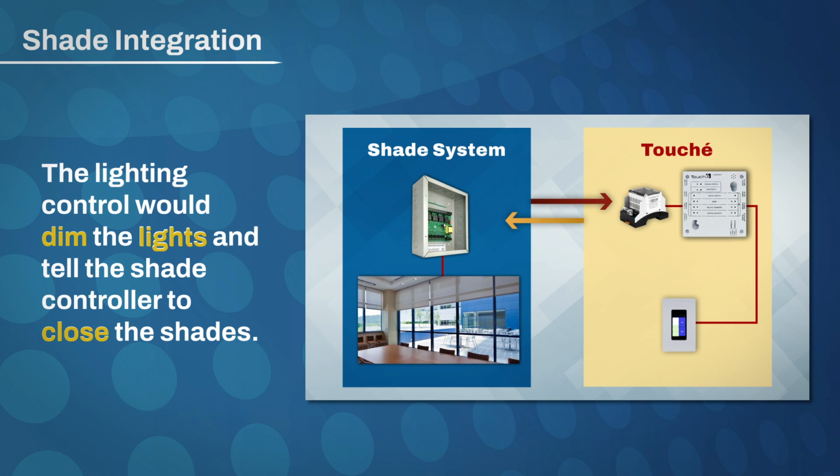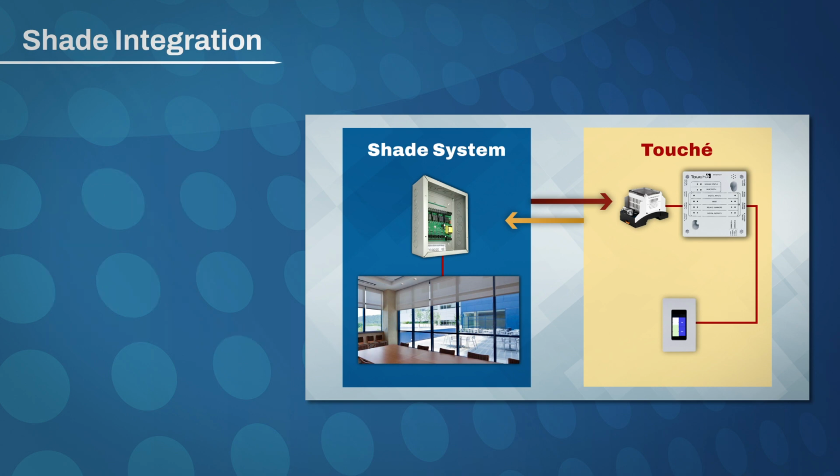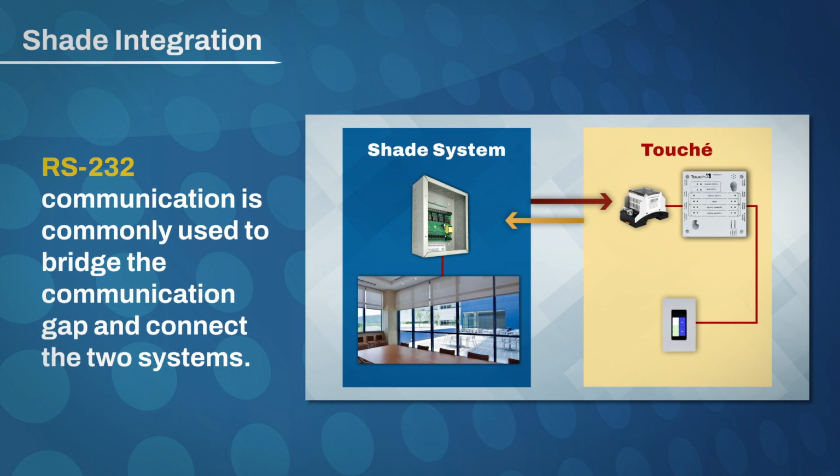Lighting control systems and shade controllers normally do not communicate in the same language. So this is why RS-232 communication is commonly used to bridge the gap between the two and connect the two systems.